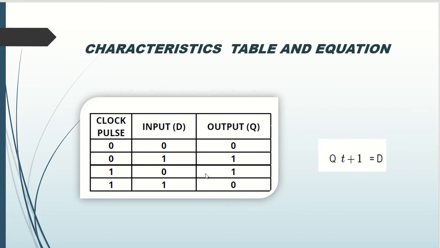Characteristic table and equation. There is no change in characteristic table, it is similar to the truth table. Here the equation is Q of t plus 1 equal to D. Let's see demo.